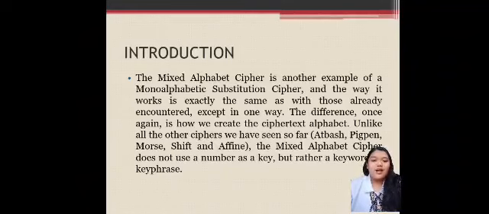Introduction. The mixed alphabet cipher is another example of a monoalphabetic substitution cipher, and the way it works is exactly the same as with those already encountered, except in one way. The difference once again is how we create the cipher's text alphabet, unlike all the ciphers we have seen so far, like Atbash, Pigpen, Morse, Shift, and Affine. The mixed alphabet cipher does not use a number as a key, but rather a key or key phrase.